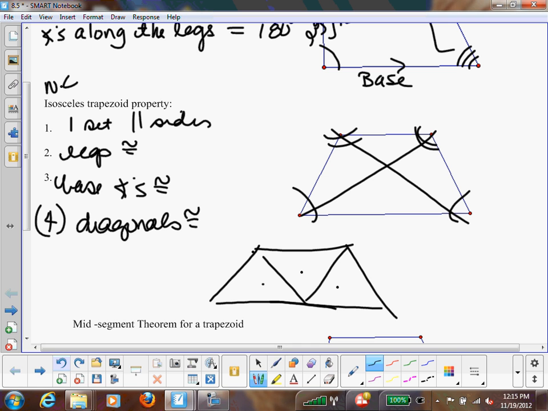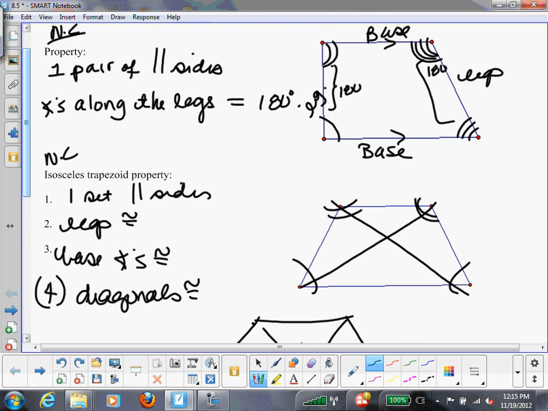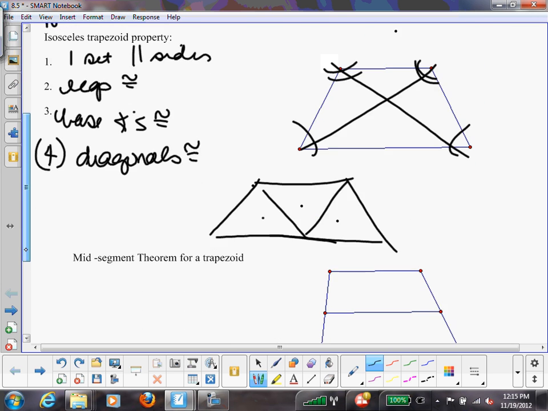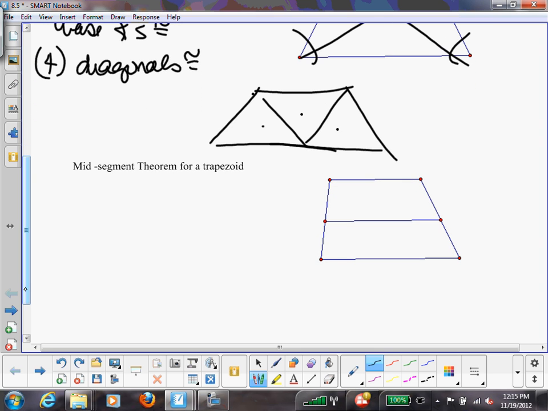Legs are the sides, yes. The legs are congruent. Legs are congruent. Yes. Right. See how, and I wrote it up here. Legs, bases. If you got that on there. Okay. Okay, so mid-segment theorem.